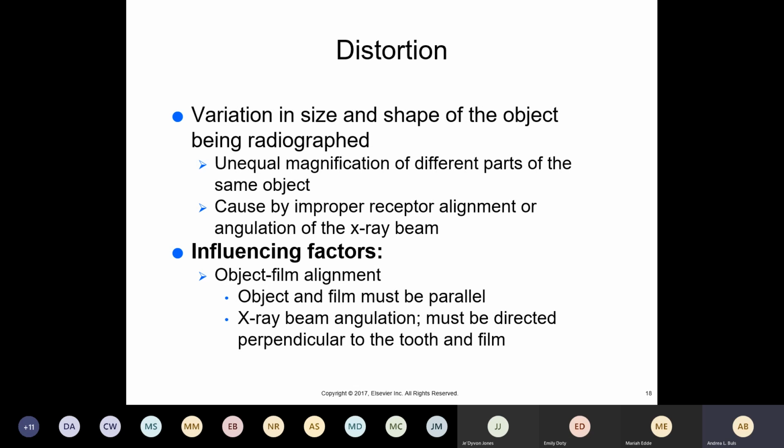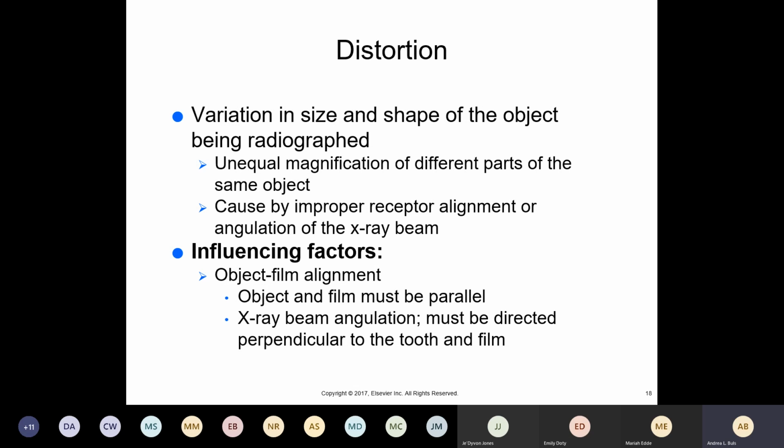Okay, now we're going to talk about distortion. This is different than magnification. Distortion is a variation in size and shape of the object being radiographed. So we will see some magnification, but we're seeing magnification in different parts of the same object. And this is caused by improper beam alignment or angulation of our X-ray beam.